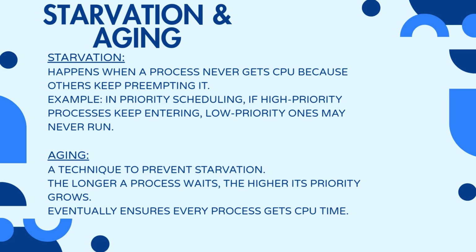The solution is aging. With aging, the longer a process waits, the higher its priority gradually becomes. Over time, even a low priority process gets a chance to run. This balances efficiency with fairness and ensures that no process is ignored forever.